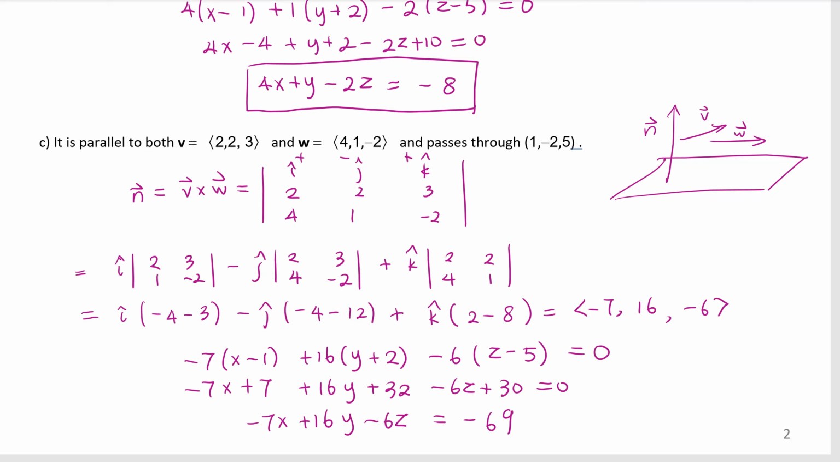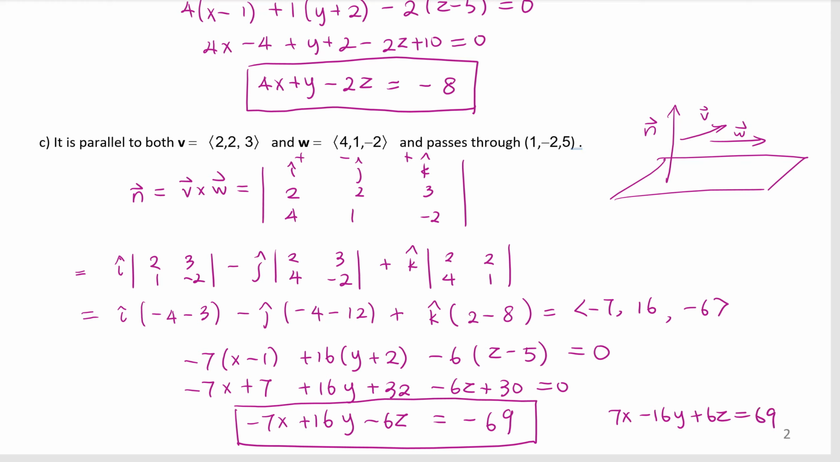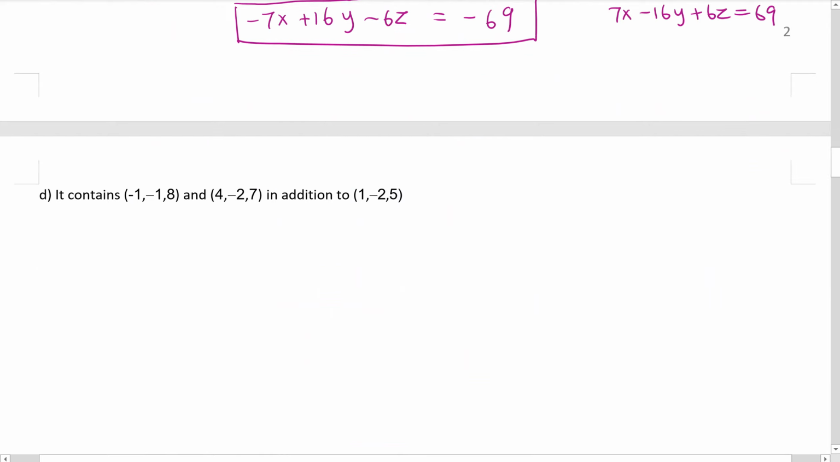So far, so good, everybody? You can also say 7x minus 16y plus 6z equals 69. Or you can use this. Same thing. So far, so good, everybody? Let's continue.